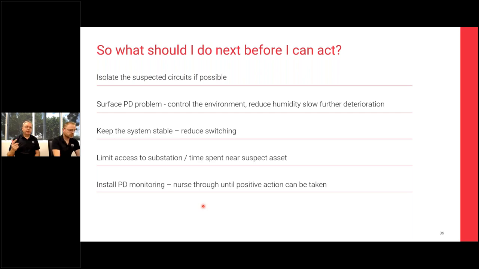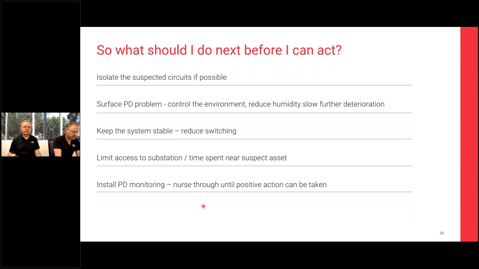Of course, safety is our number one priority, so if we've got a defect in there, then we can limit access to the substation. We can reduce the time that's spent around that suspect asset. Certainly, nobody who doesn't need to be in there should be in there, so no walkways through substations on industrial sites and things like that. And the other thing that you can do is install PD monitoring. You can install a monitor to monitor what is happening, nurse that through until an action can be taken.